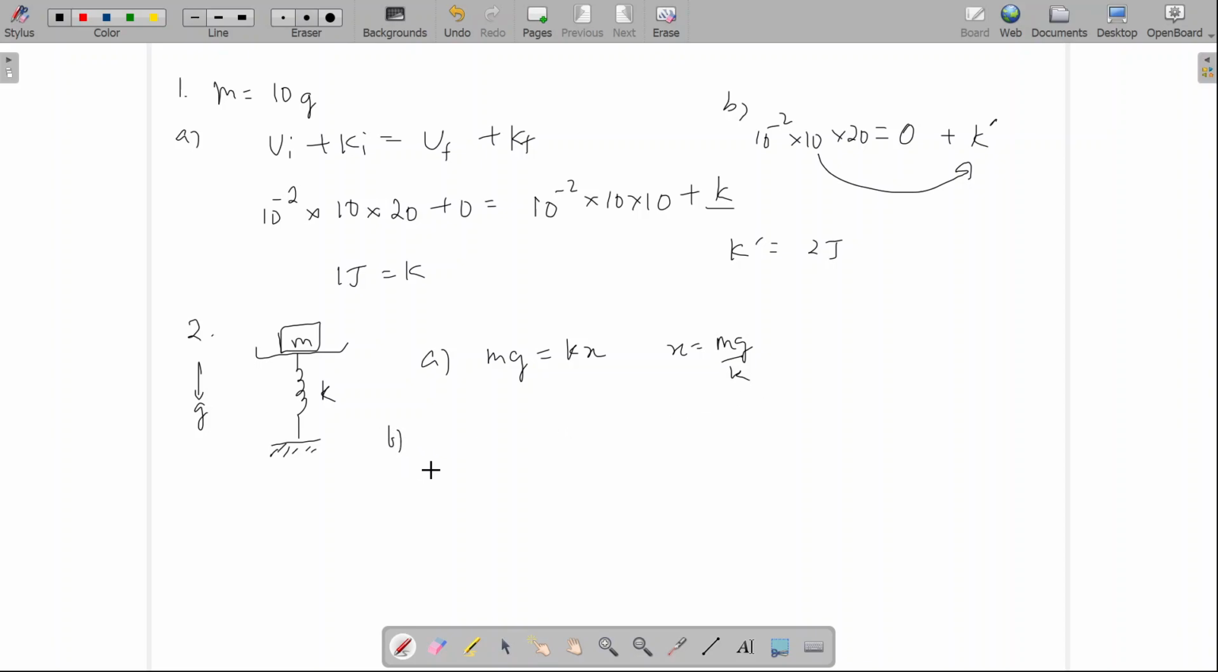Next, we have to find the compression in the spring when the block comes to rest for the first time. So what is happening here? Initially, the block is at rest, so its kinetic energy is 0.